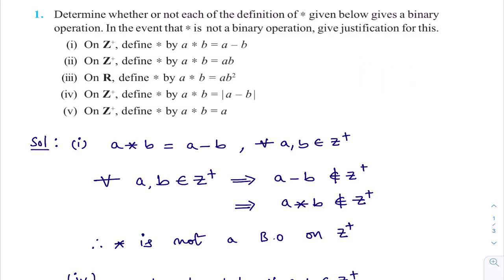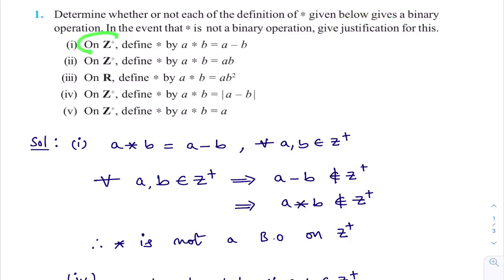So here you see what they are asking in this first question. Determine whether or not each of the definitions star given below gives a binary operation. What is this? They are asking to determine whether operation star is a binary operation or not, right? And if star is not a binary operation, then give the justification for this. They have given 5 bits here. You take the first bit, you check star is a binary operation or not. If it is not a binary operation, you justify your answer. That's it, right?